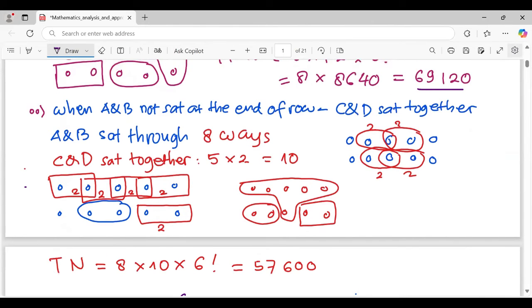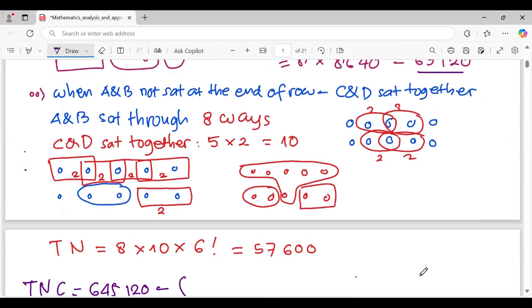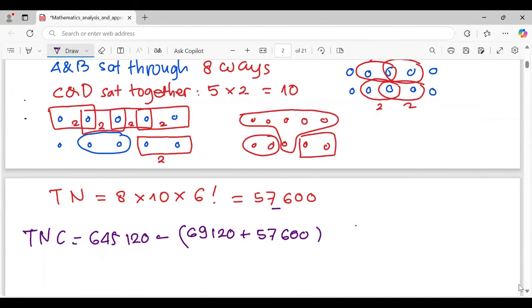Okay, I can't see. Okay, 69,120 plus this number, 57,600. And if you calculate, the result will be 518,400. This is the result.